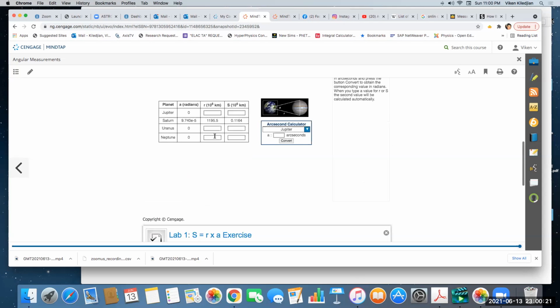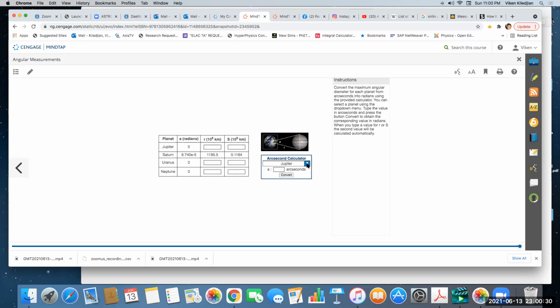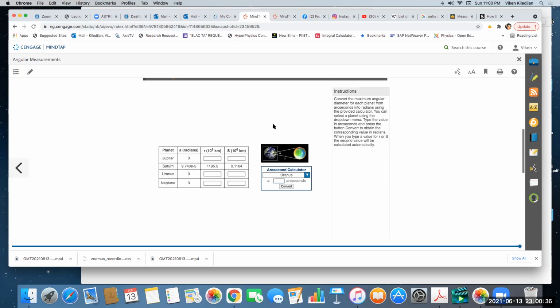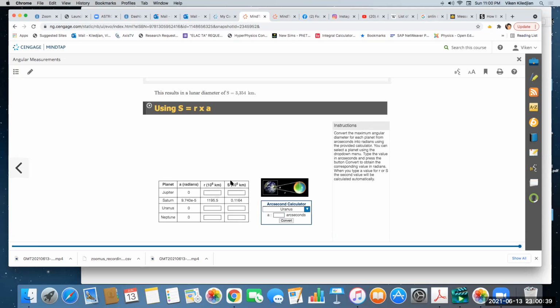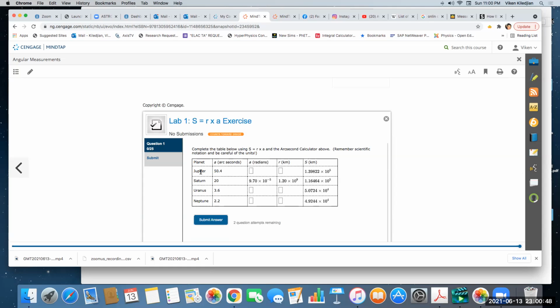Okay, you know what? We couldn't do anything here because it didn't give us the angular diameter. There was nothing provided. So you have to actually go and start the exercise in order to do this. Oh, okay, there you go. Now we have Jupiter. It's telling us that its angular diameter is 50.4 arc seconds. So then we have to convert that to radians.